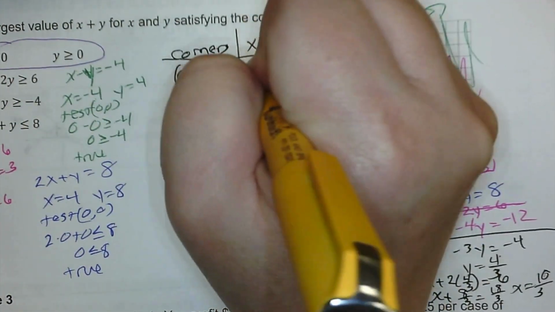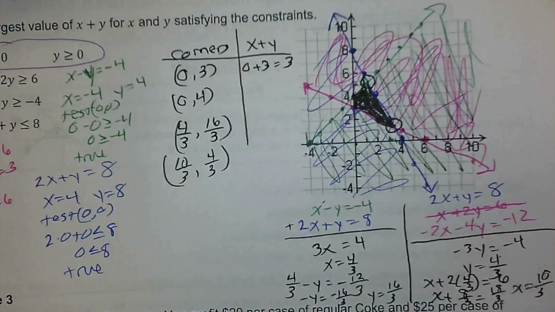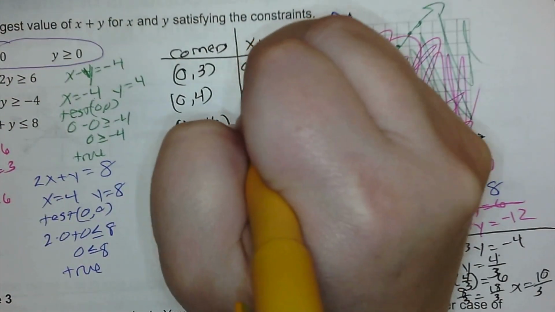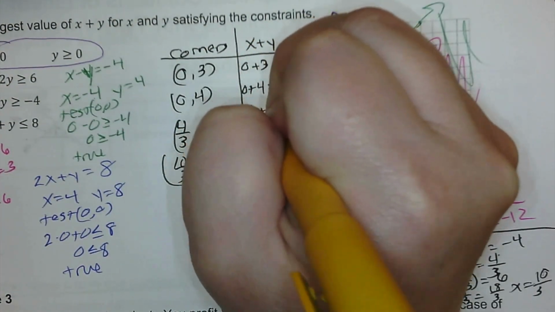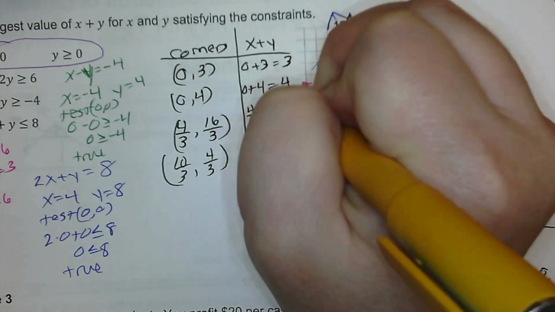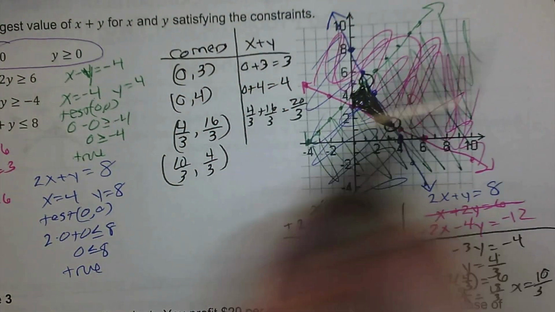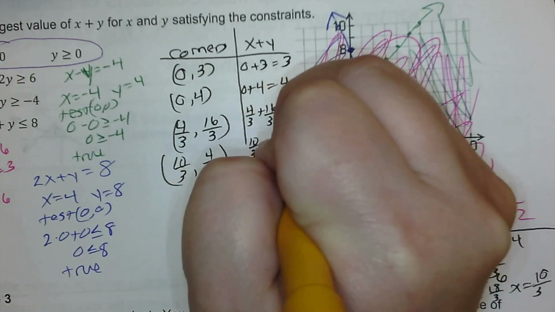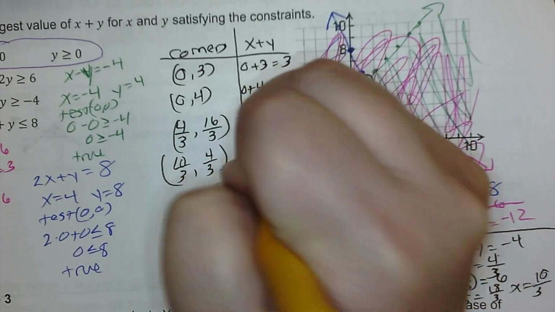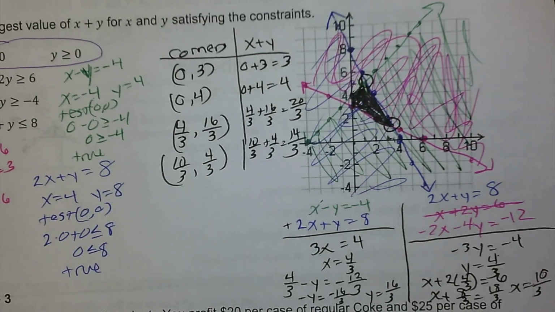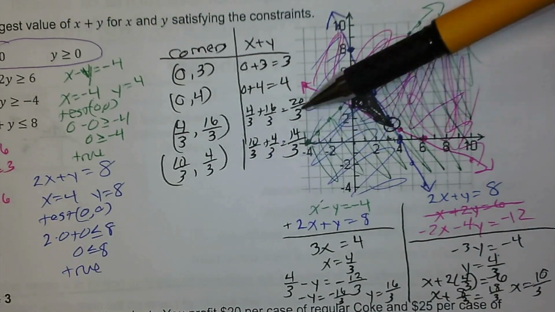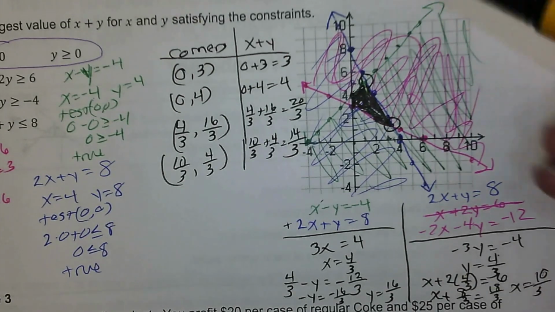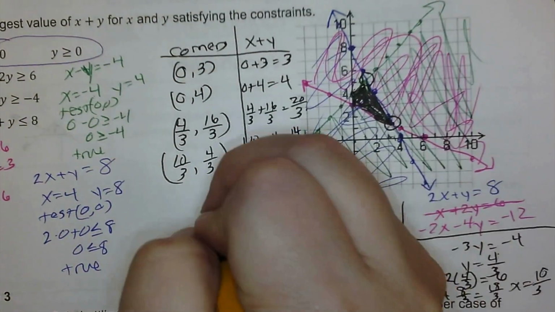X plus y. So 0 plus 3 is 3. X plus y. 0 plus 4 is 4. X plus y. 4/3 plus 16/3 is 20/3. X plus y. 10/3 plus 4/3, 14/3. Now, are we trying to maximize or minimize? Largest. 20/3, that's what, 6.6 repeating. That looks to be the largest value.